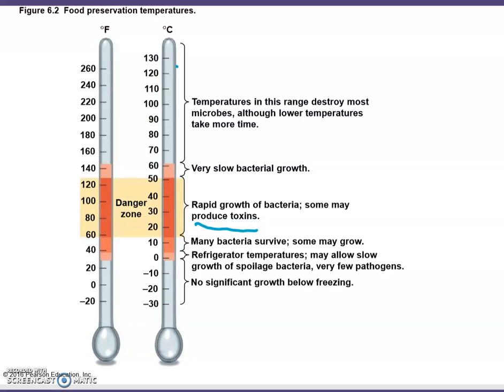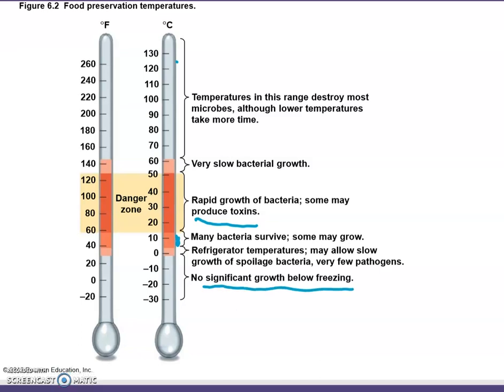At refrigerator temperatures below 15 degrees Celsius, so right in this lighter red range, many bacteria survive, some may grow, and that can be a problem if you're refrigerating stuff and expecting that it doesn't spoil, and it may still spoil. Now, if you're putting stuff in the freezer, then you should not get significant growth. So that's a good way of preserving food items, as you know.